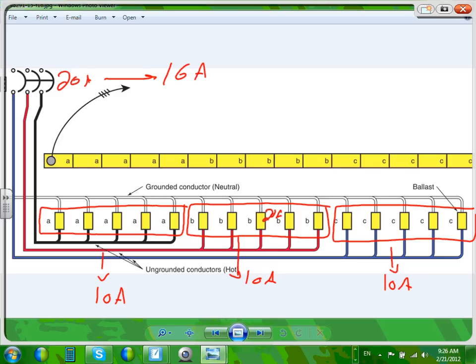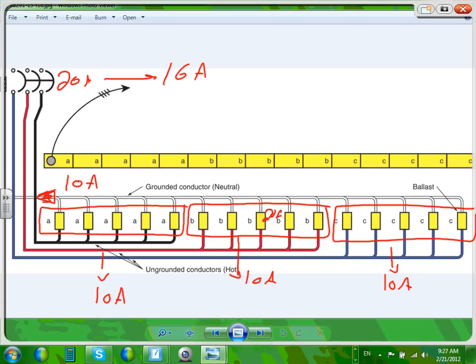Now, if I go up to the 16, then you become worried about sharing a neutral. So each one of these guys carrying 10 amps, what do you guys think the neutral is going to be carrying if there's no harmonics? 10, 10, 10. What would the neutral be carrying? Zero. If there's harmonics, under the worst scenario, most likely, the neutral will be carrying as much current as the phase, and that will be 10 amps.